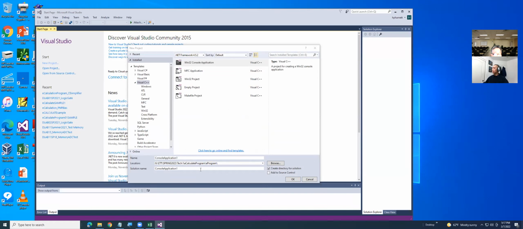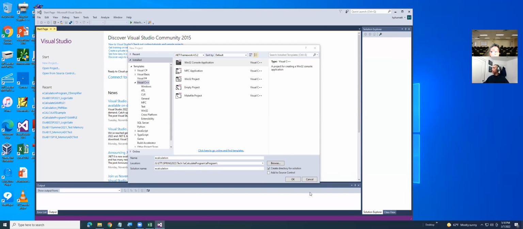Now you will be typing the name. I can say e-calculation. Okay, if you are on textual, you can type in DLab 1, 2, 3 or whatever. Just the name of your project.